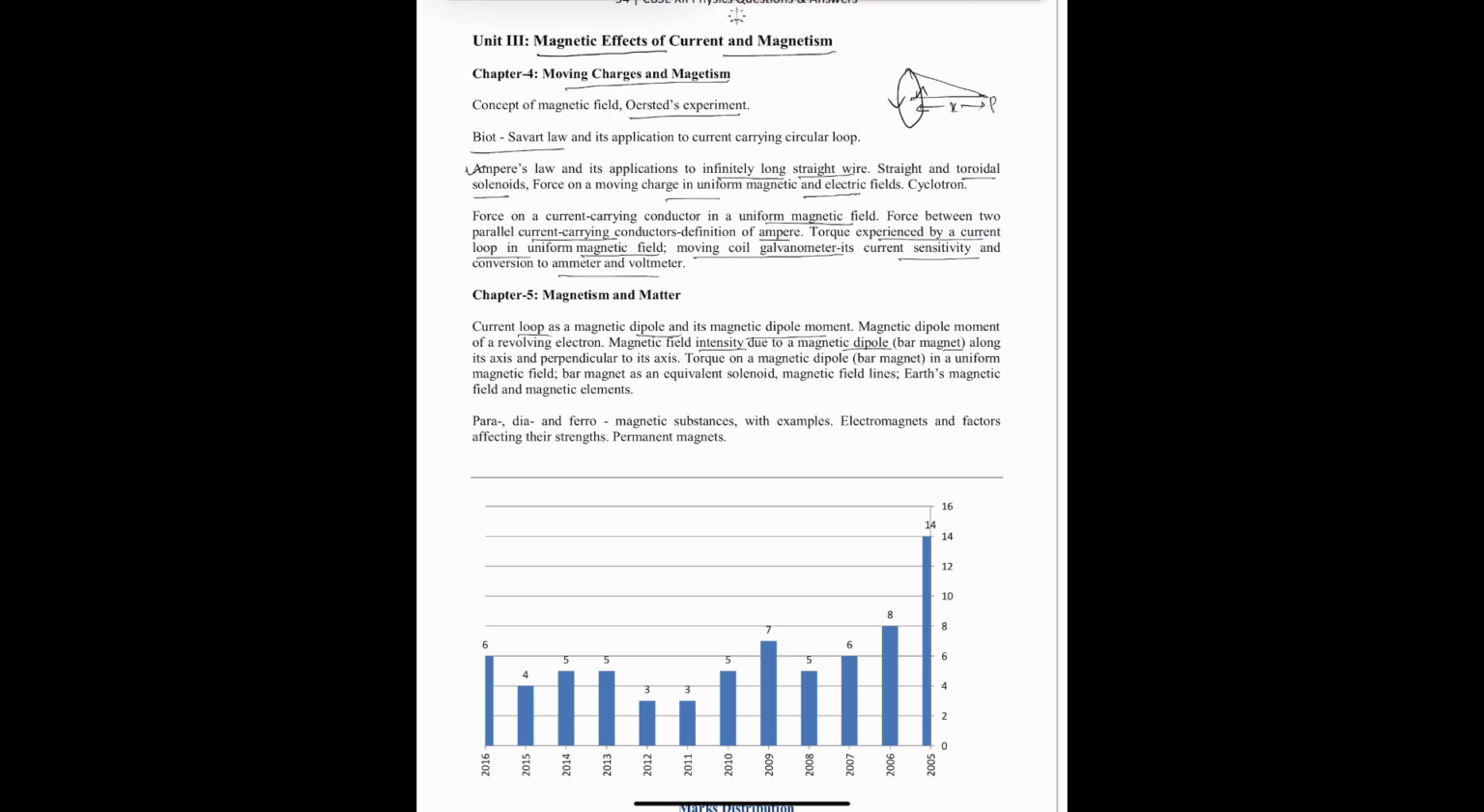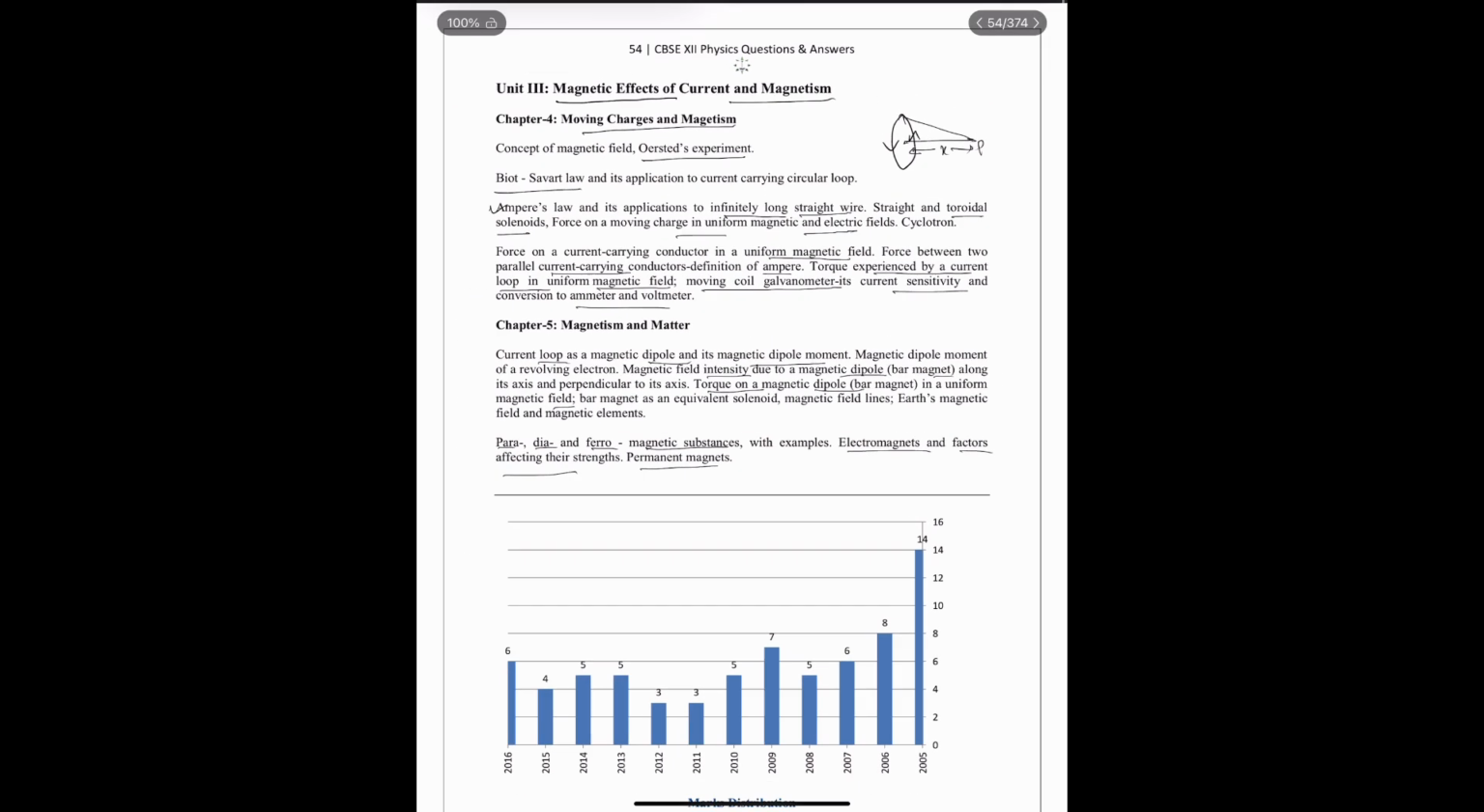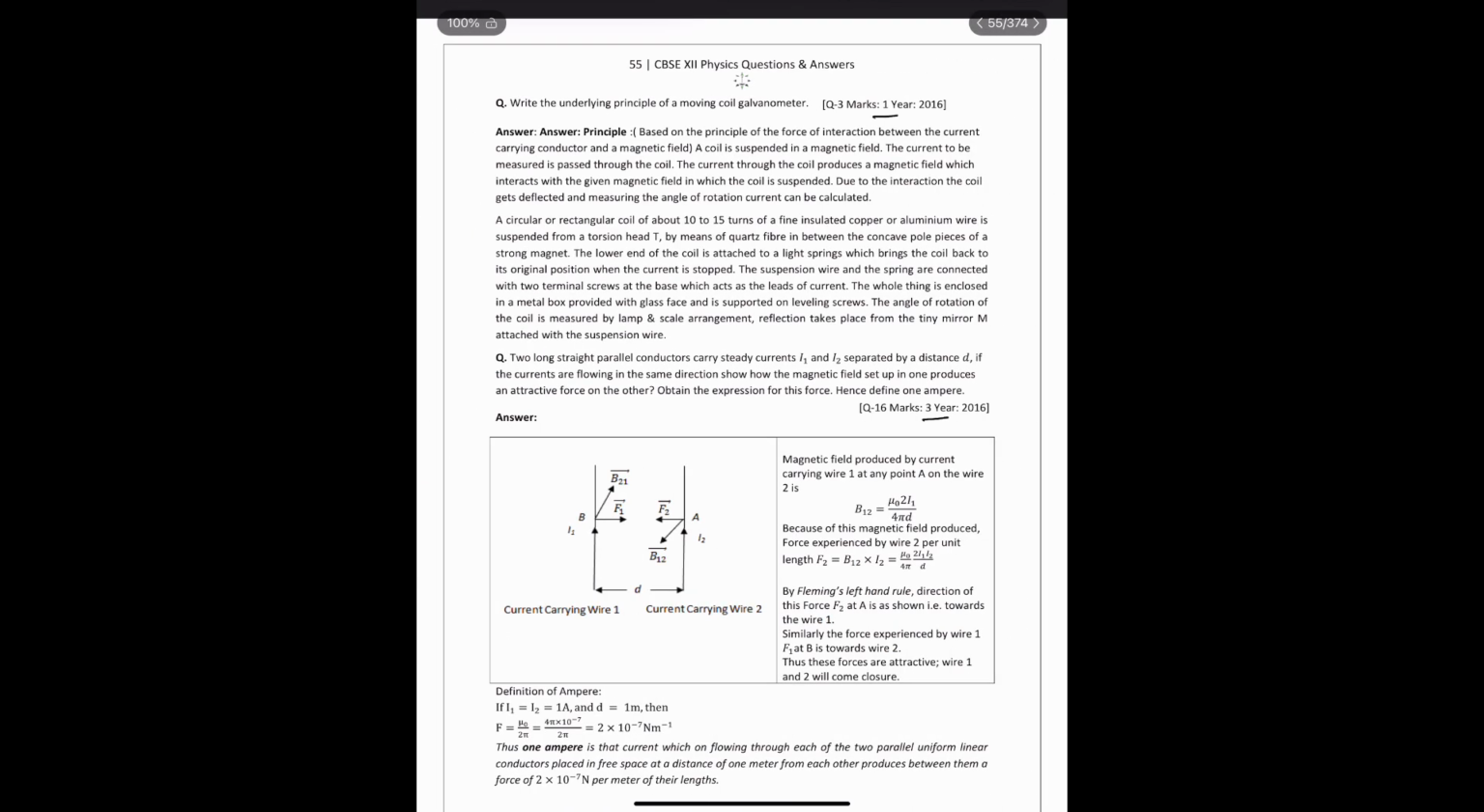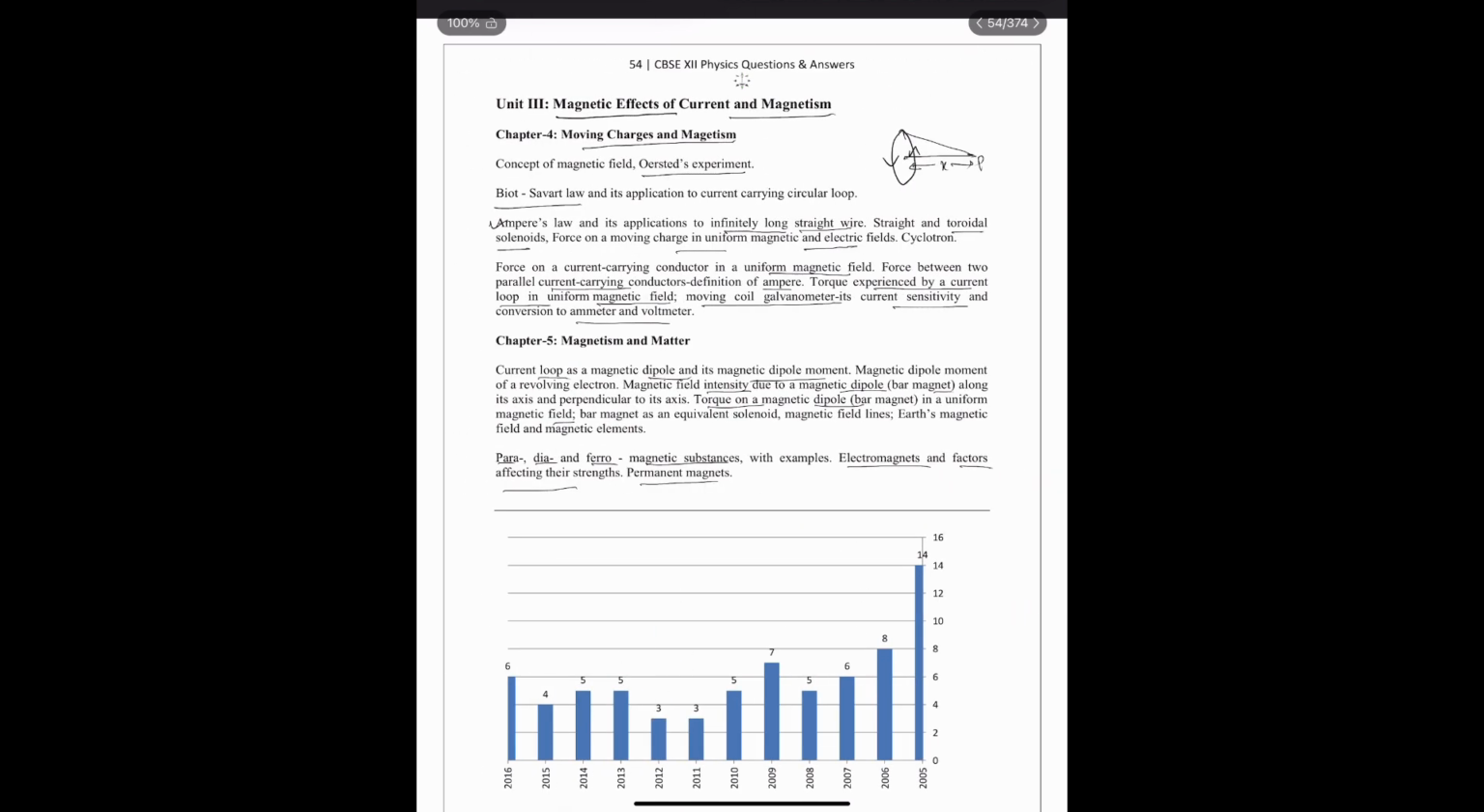Then torque experienced by a bar magnet in a uniform magnetic field. Different properties of materials: paramagnetic, diamagnetic and ferromagnetic substances, electromagnets and factors affecting their strengths, and permanent magnets. So we'll resume our discussion in the next class, correct? Okay, thank you.